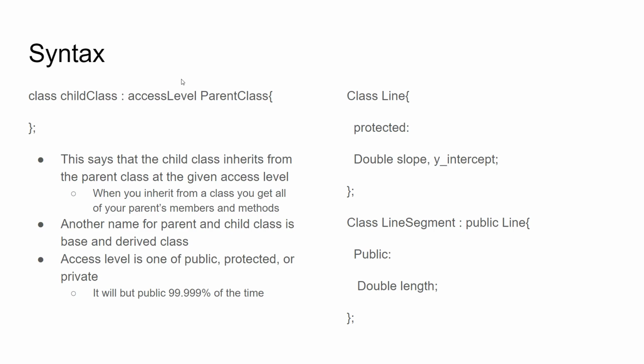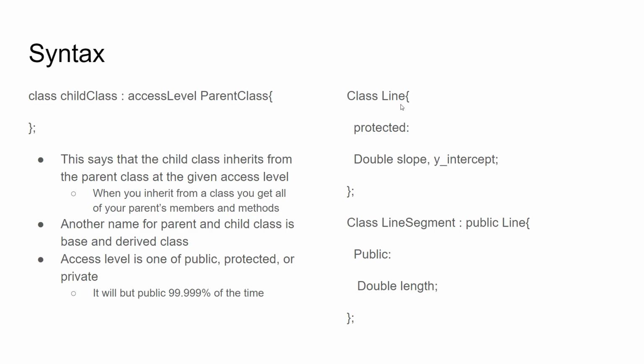I've seen private before a little bit. That's like, I don't want to allow any more inheritance from this thing. But I've never really seen protected levels of inheritance. Another name for the parent and child classes is the base class and the derived class. So we have our base class, which is the parent class, and from it we derive our child class, which would be the derived class.